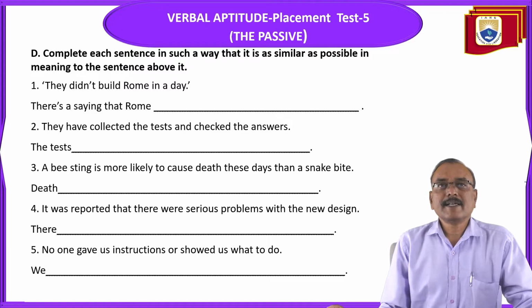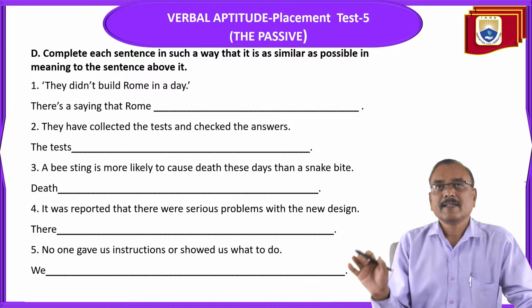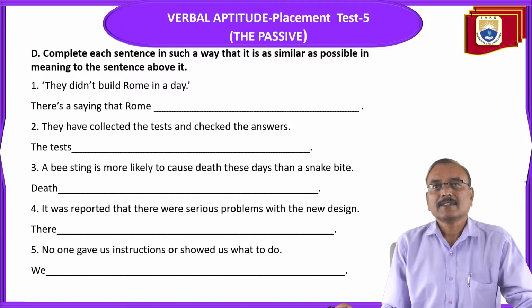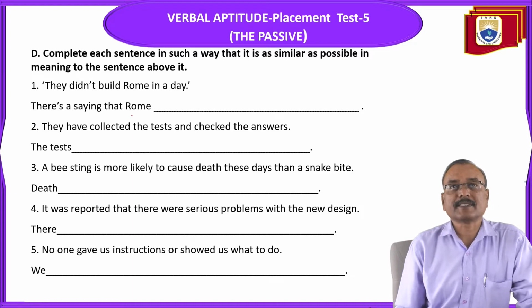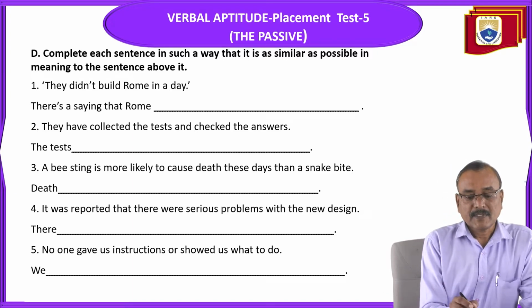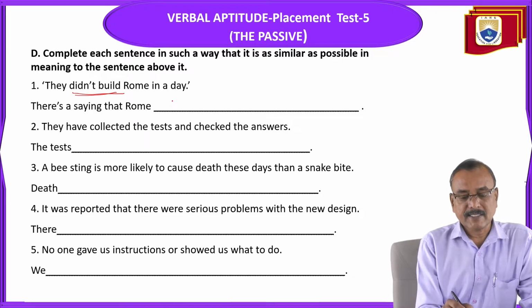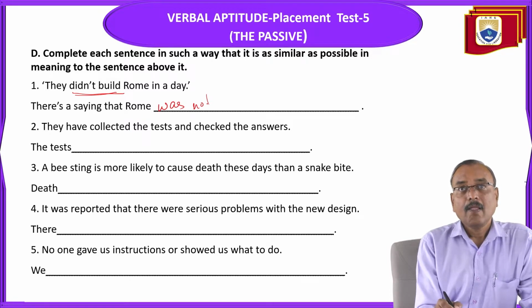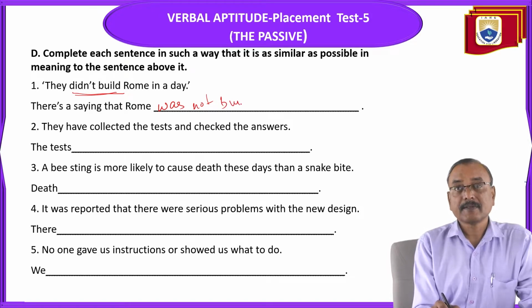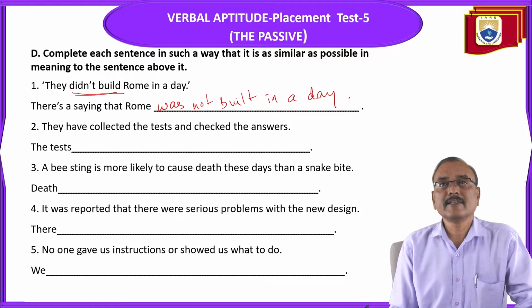Right? They didn't build Rome in a day. So they means subject here. Didn't build, the verb is in active voice now. So how to write? There is a saying that Rome. So here Rome is object. So didn't build, we have to change it into passive voice. There is a saying that Rome was not V3 form built, in a day. Rome was not built in a day.